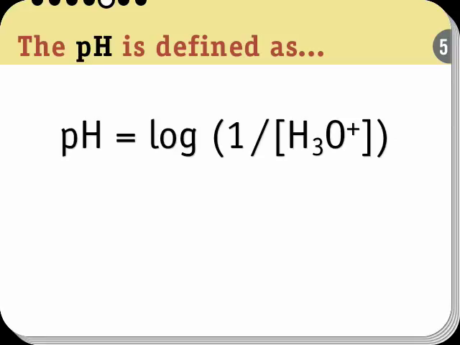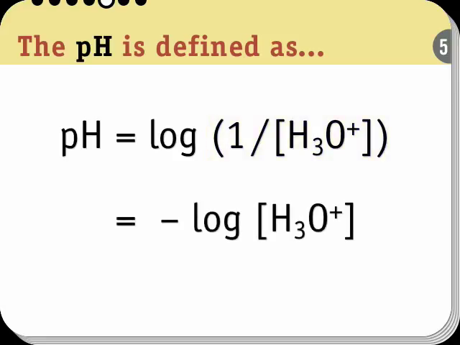The pH is defined as the base 10 logarithm of 1 over the hydronium ion concentration for the solution. Or to write it in an equivalent way, it is the negative of the base 10 logarithm of the hydronium ion concentration. Before you go further, if you need to review logarithms, please see the appendix of your textbook.